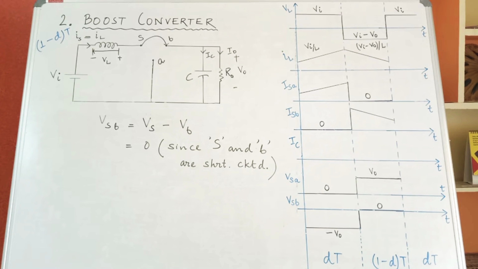Next, we will find out the value of VSB. So VSB is equal to Vs minus Vb, and as you can see from the figure, S and B point are short circuited with one another, so both will have the same potential.